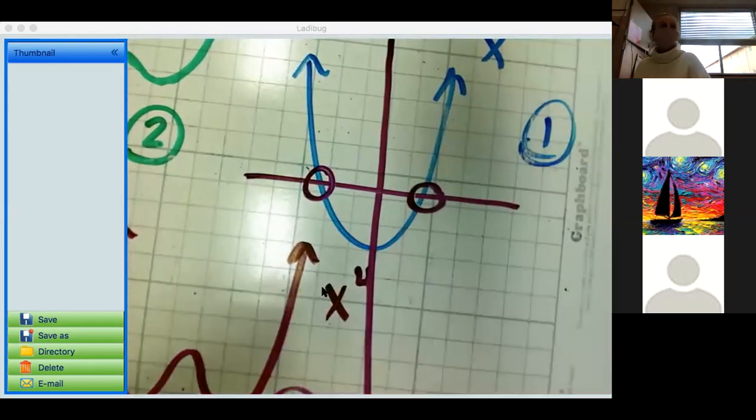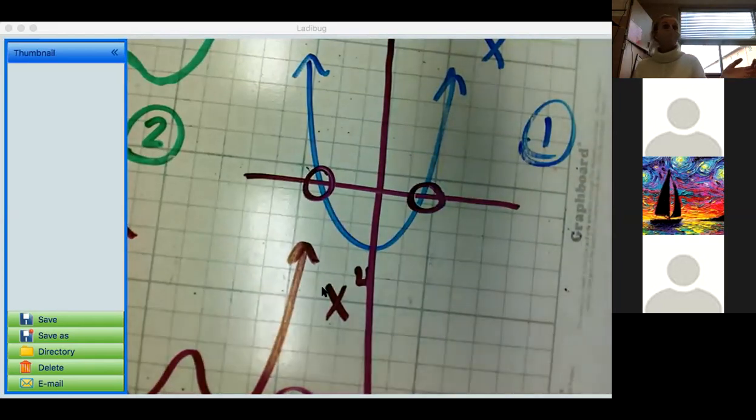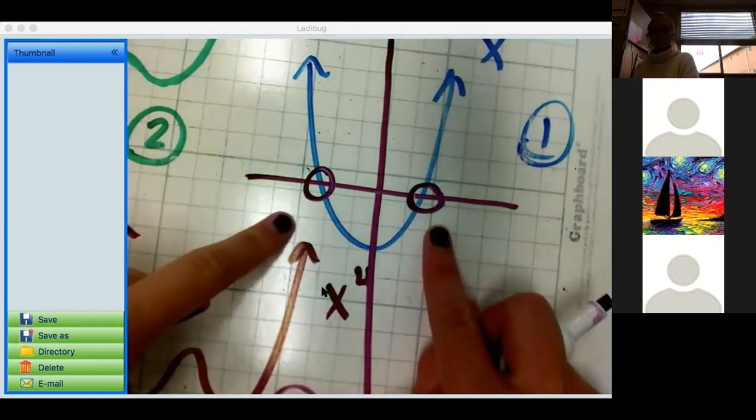How many x-intercepts does this have? Okay. Does it have to have 2? No, because if we shift it up, it might only have 1, or if we shift it all the way up, then it has none. But the maximum number of roots is 2.